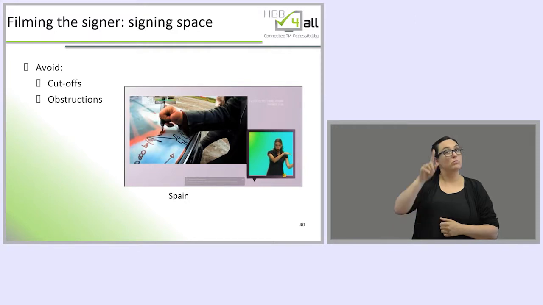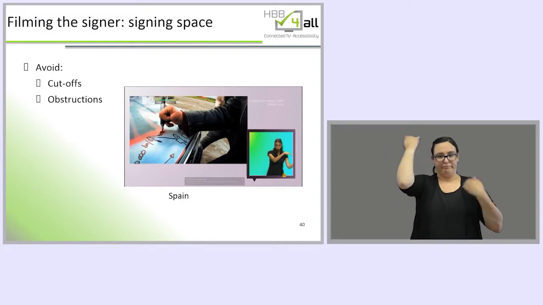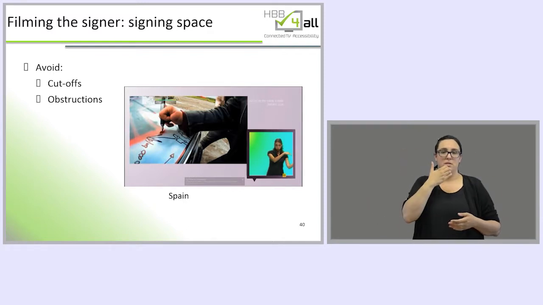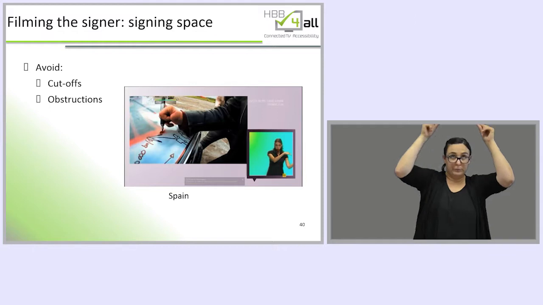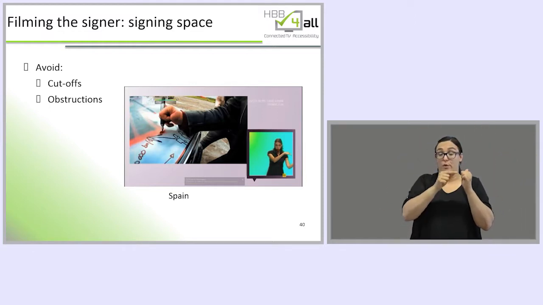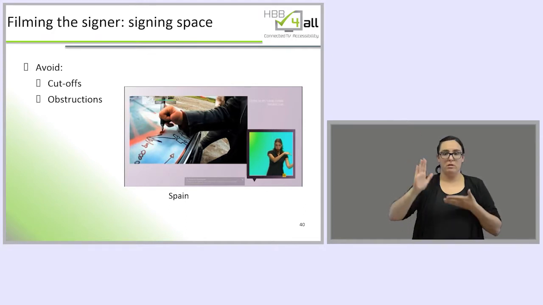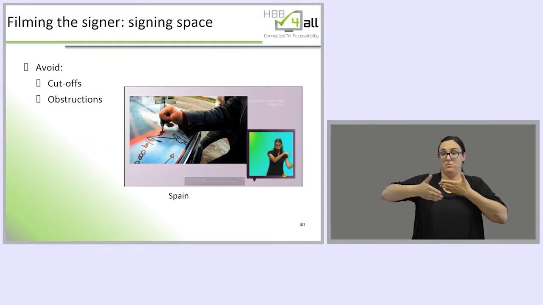So, when filming the signer's signing space, it is very important to avoid cuts off. So, for example, in this slide, we see a screenshot from a TV program in the Spanish TV where the interpreter's hands are out of the box so that the information that is shown through the hand shape is completely missed out. But also, it's important to avoid obstructions. So, for example, when different objects might be in front of the signer.